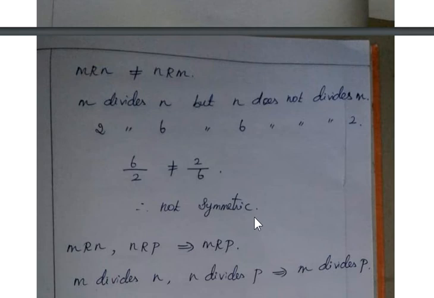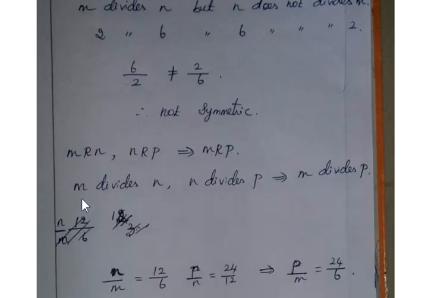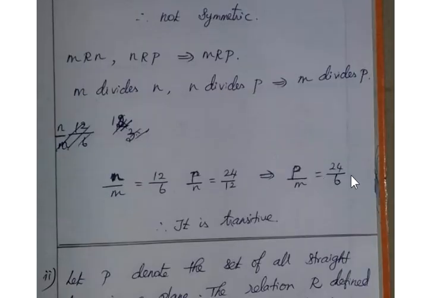Next, transitive means we need 3 numbers. m divides n as well as n divides p, then we say m also divides p. So see that m divides n, that means 12 by 6. Here n divides p, p is 24. 24 by 12, that is also possible. So p divides m means 24 by 6, that is also possible. That is, m divides p.